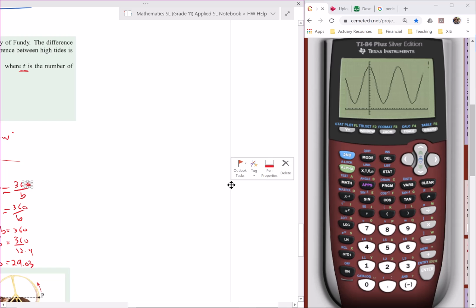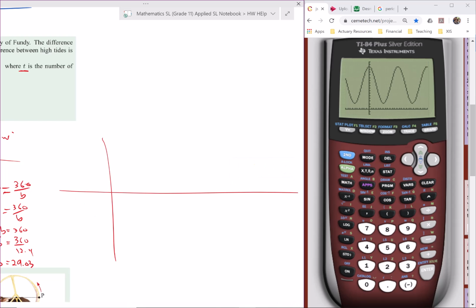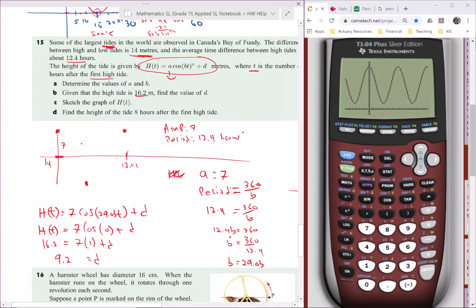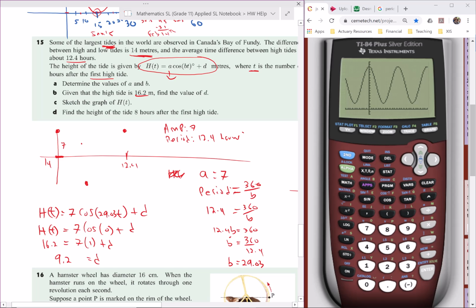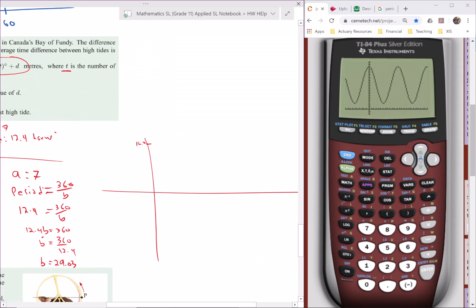All right, so we're sketching a graph. Then we notice that this highest point, which we already knew, occurs at 16.2 meters. All right, so this is 16.2. We know our midline occurs at 9.2, right? So 9.2. Let me just redo this so I can actually write it.